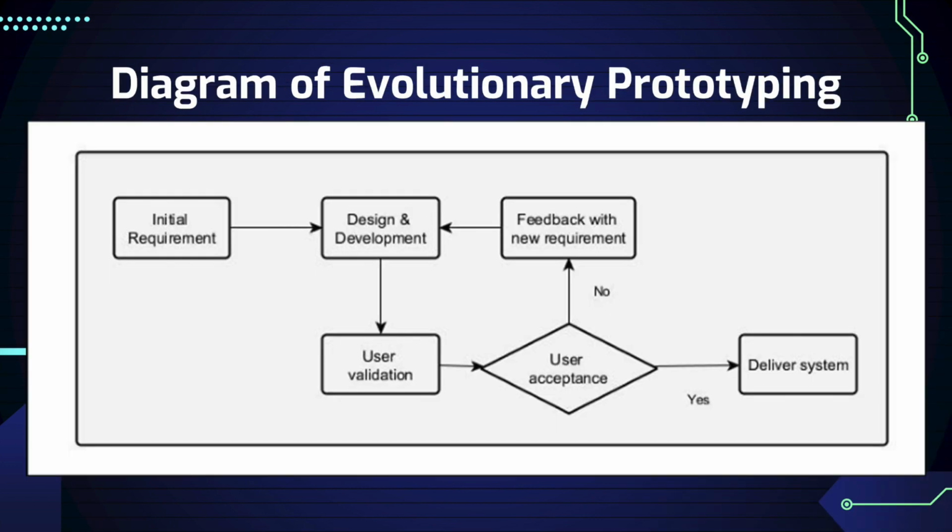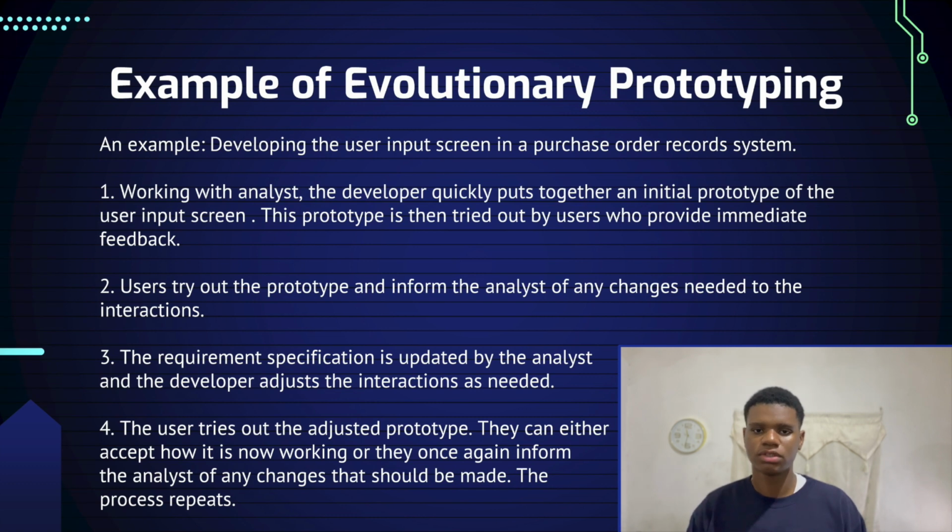This is a diagram of evolutionary prototyping. Example of evolutionary prototyping. An example, developing the user input screen in a purchase order record system. 1. Working with the analyst, the developer quickly puts together an initial prototype of the user input screen. 2. This prototype is then tried out by users who provide immediate feedback.